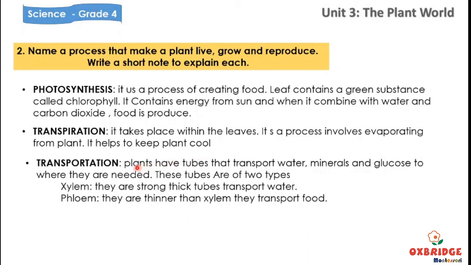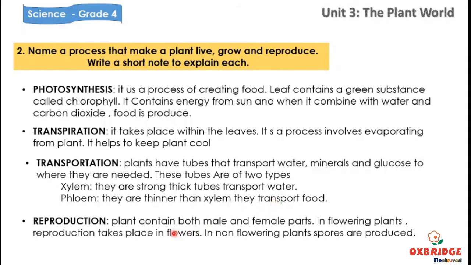Transportation in plants. Plants have tubes that transport water, minerals and glucose to where they are needed. These tubes are of two types. Xylem, they are strong thick tubes, transport water. The tubes which transport water are known as xylem tubes. Phloem, they are thinner than xylem, they transport food. So phloem is known for transportation of food and xylem is known for transportation of water.